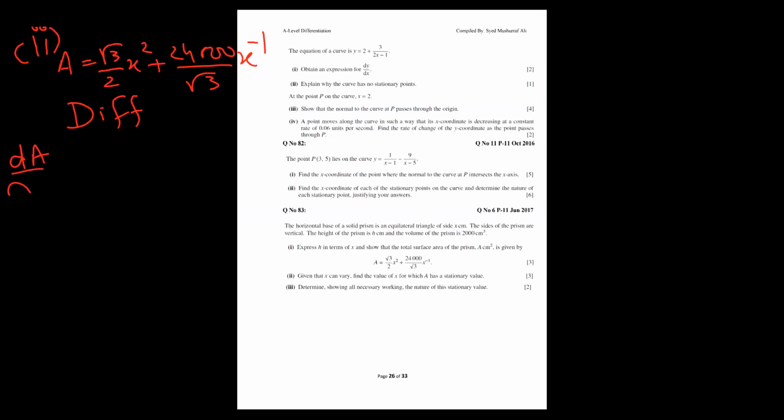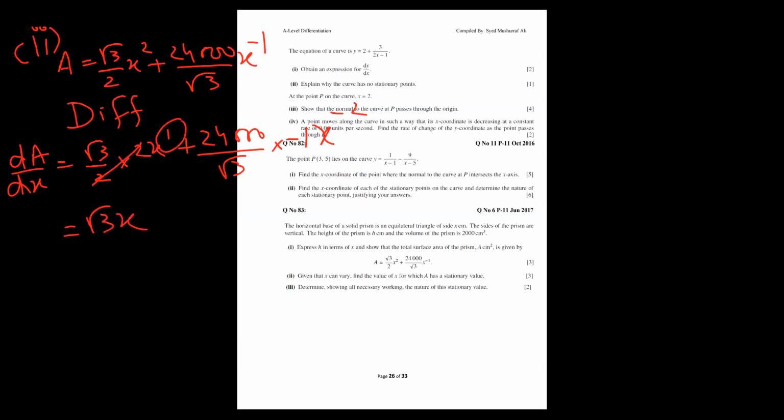So dA by dx: root 3 by 2 untouched. What is the derivative of x squared? All of you know, 2 comes down and the power becomes less. Similarly, this is a multiplying and dividing number, so I'm not touching it at all. I will simply differentiate x to the power minus 1: minus 1 comes down and the power becomes 1 less. So this is done, let me simplify. The 2 cancels. I get root 3 times x, because whether you write power 1 or not, no issue. And this minus times minus becomes plus, leaving a negative sign, and 24,000 over root 3 times x to the power negative 2. This is my first derivative done.